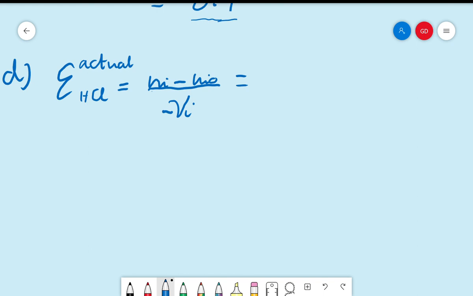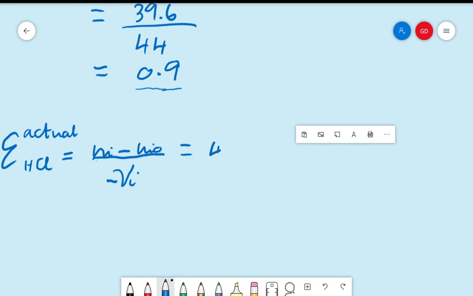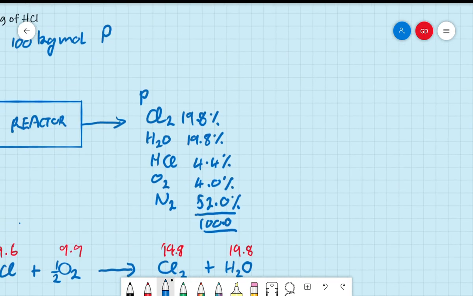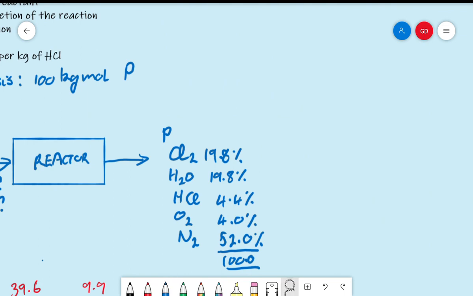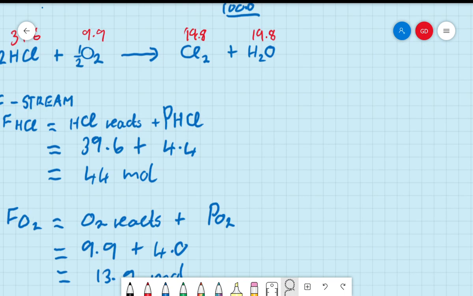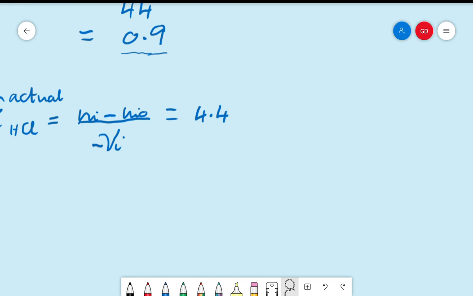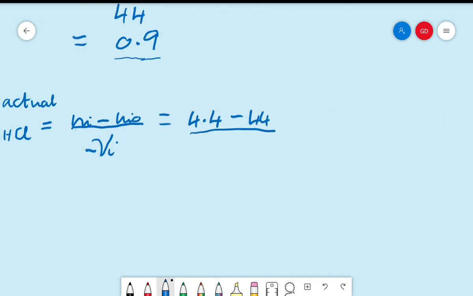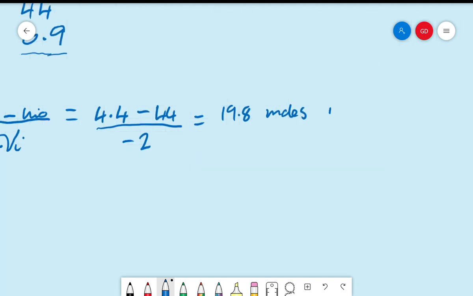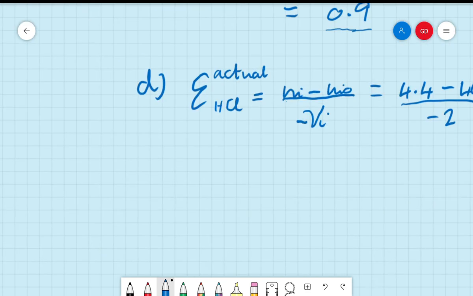Okay, so now we've got 4.4 moles that are remaining in the system. Remember we got the moles remaining in the system here. So we just write the 4.4 moles remaining in the system, subtract 44 moles initially fed, divided by the stoichiometric coefficient, which is negative 2, and we have 19.8 moles reacting. So that's the extent, the moles reacting.